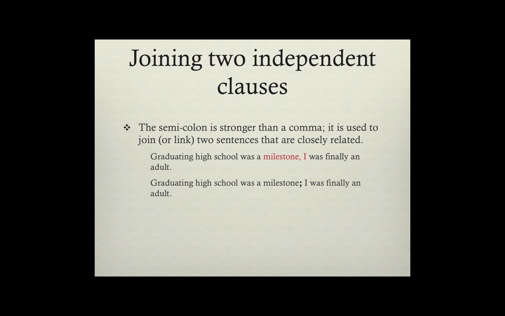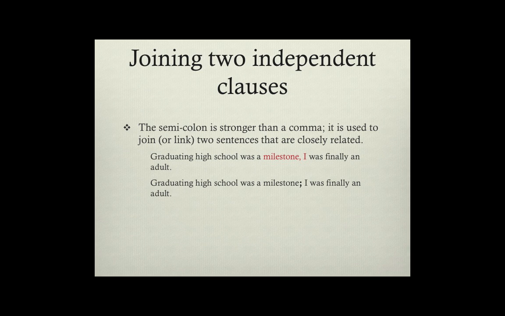Now, in this example that I have on this slide, the first example is incorrect, or there's a problem grammatically with it. Graduating high school was a milestone, comma, I was finally an adult. This is a very basic and a pretty serious grammatical error. This is what's called the comma splice. It's called a comma splice because the writer has used a comma to splice or to join two independent clauses.